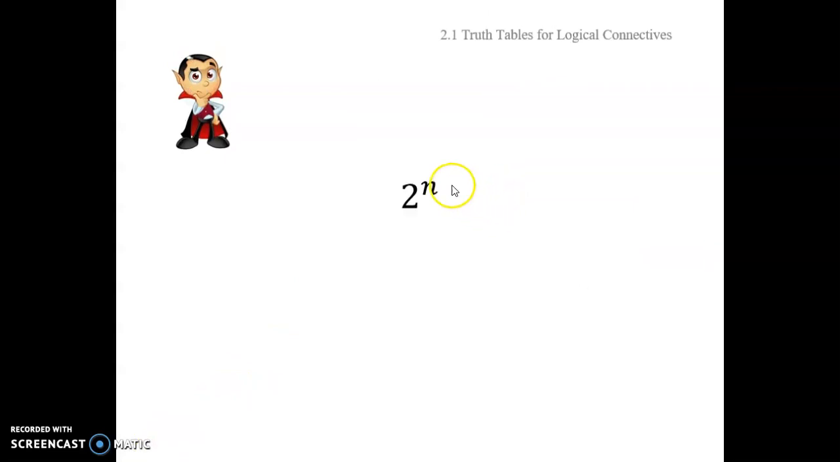So the answer is 2 to the n. If I picked 1 out of a hat, then 2 to the 1 was 2 possible assignments. If I picked 2 out of a hat, it was 2 to the 2, so 2 squared, which is 4. And when I picked 3, it was 2 cubed, which is 8. So if I had 4, A, B, C, and D, it would be 2 to the 4, which is 16. So you're going to want to know your powers of 2.